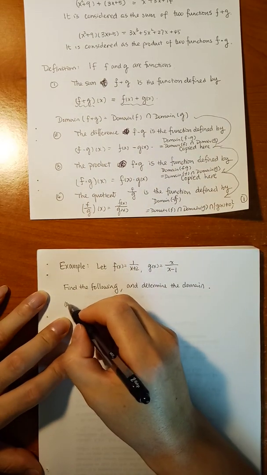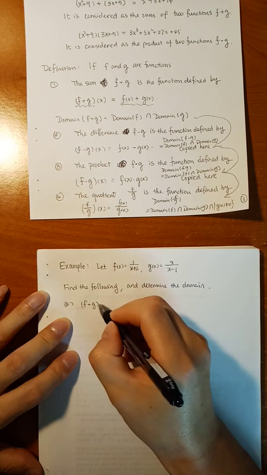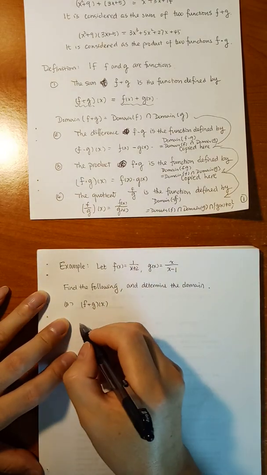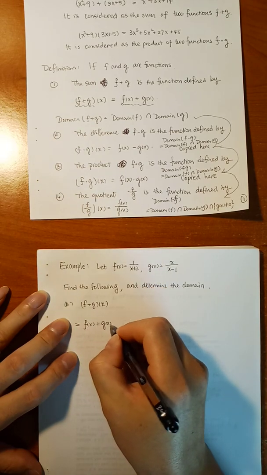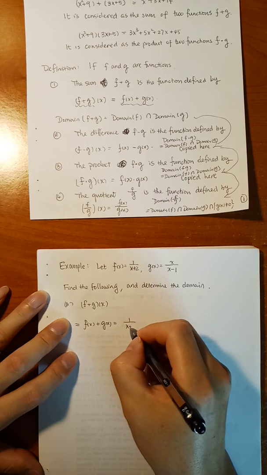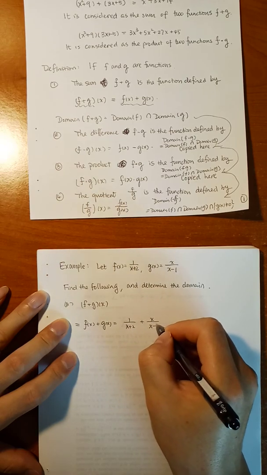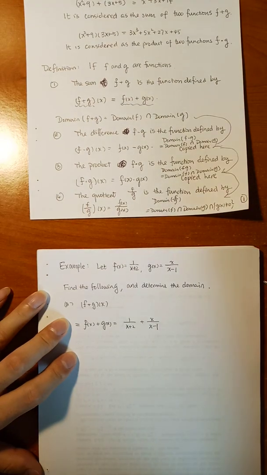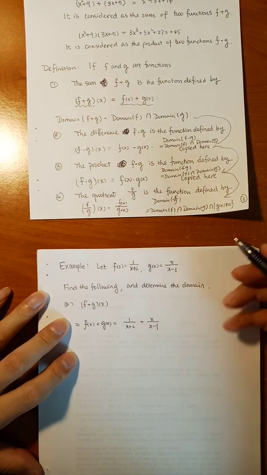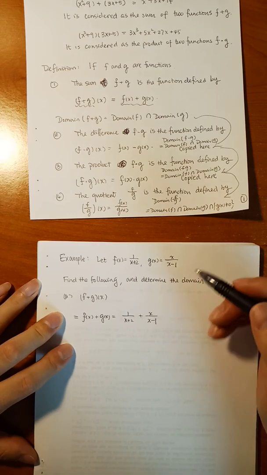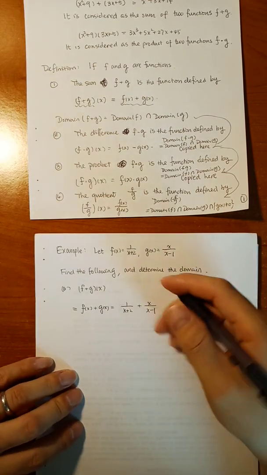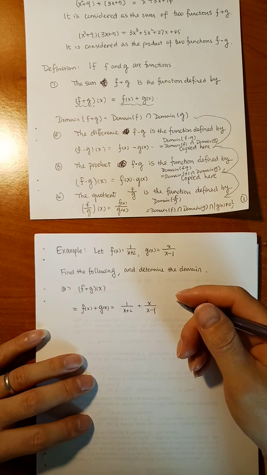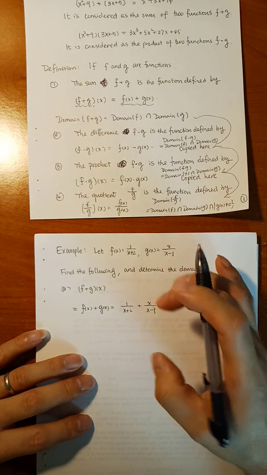Okay, so first let's see (f plus g)(x). Well, let's just follow. It's f(x) plus g(x). It's 1 over x plus 2, plus x over x minus 1. If we don't have any further target, this is good enough. It's not necessary to simplify it. But sometimes, or in most moments, we will write it as one ratio.